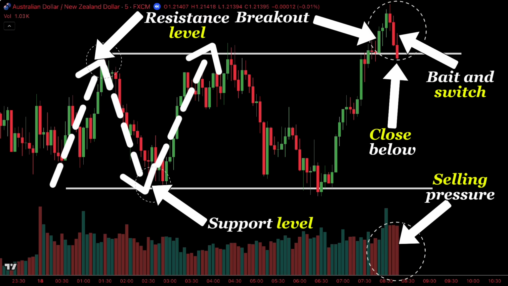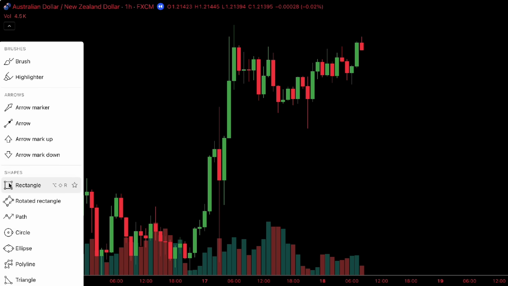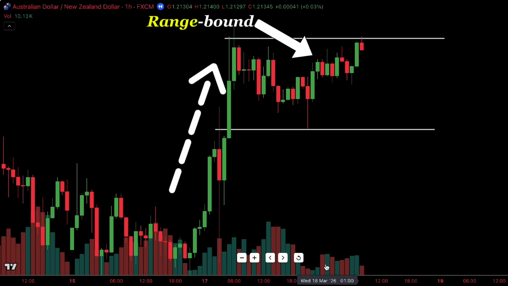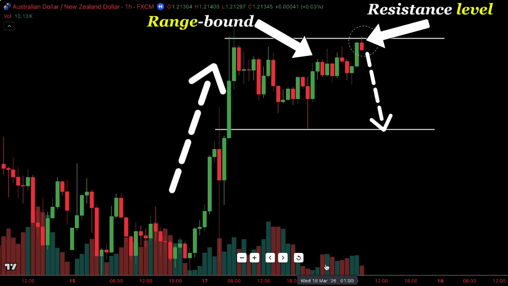Now let's move to the higher time frame. On the hourly chart, you can clearly see that the market was trending up. Then, it started to range and eventually reached this resistance level, where we can see a slight rejection. This indicates that the market is no longer likely to move higher and may reverse to the downside. This supports our trade setup on the 5-minute time frame.